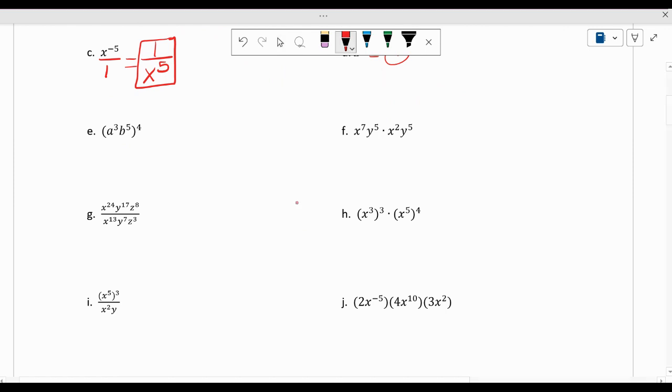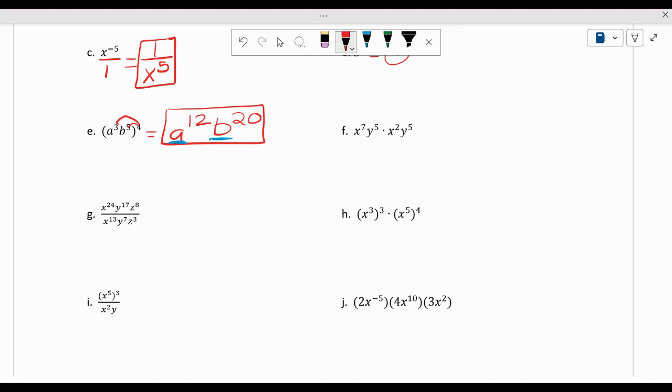E, there is an exponent outside of the parentheses. Parentheses should mean to us distribute, so I'm multiplying these numbers. So when I distribute that, I get a to the 12th, b to the 20th. Notice, I'm just going to quickly explain that I cannot add these two exponents. Because they have different bases, this is an A and this is a B, you cannot add them. If they were both A's, then you could add them.